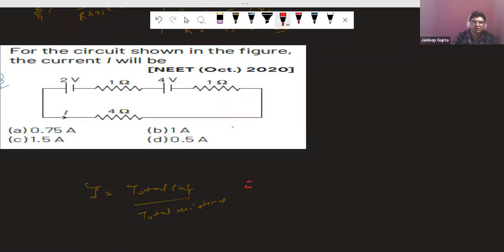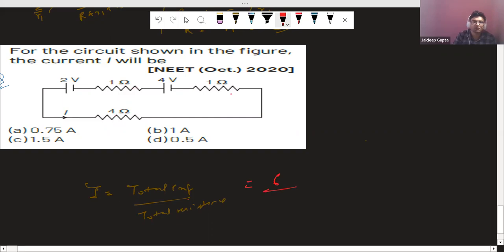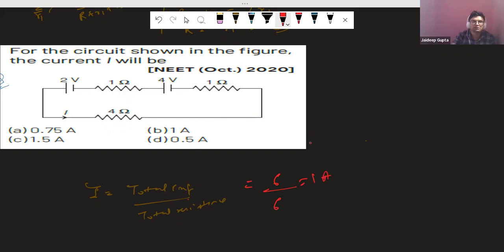Correct. Look, the total EMF will be 6. The total resistance will be 4116. That is equals to 1 ampere. That's it. Saifullah, how C? 1 ampere is the correct answer.